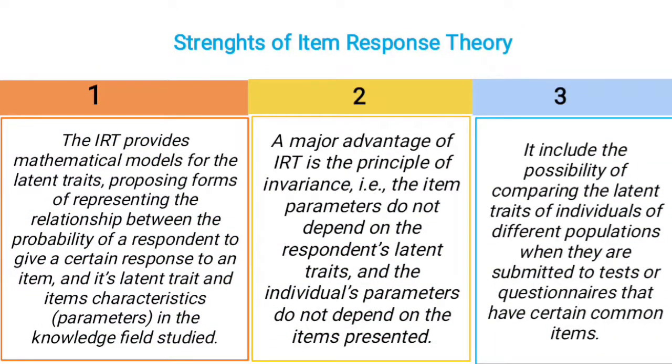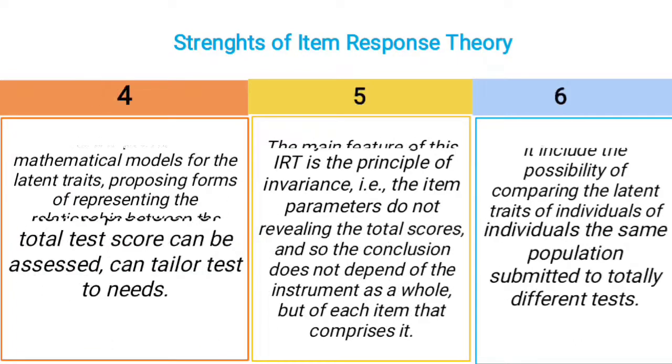First, IRT provides mathematical models for the latent traits, proposing forms of representing the relationship between the probability of a respondent giving a certain response to an item and their latent trait, and the item's characteristics are the parameters in the knowledge field studied. Second, IRT has the principle of invariance. The item parameters do not depend on the respondent's latent traits and the individual's parameters do not depend on the items presented. Third, it includes the possibility of comparing the latent traits of individuals of different populations when they are submitted to tests or questionnaires that have certain common items.